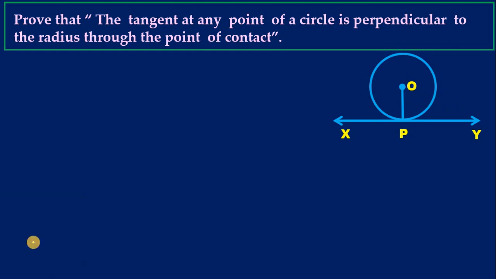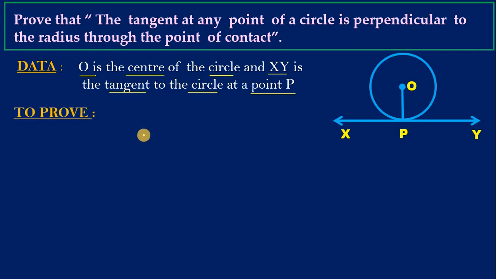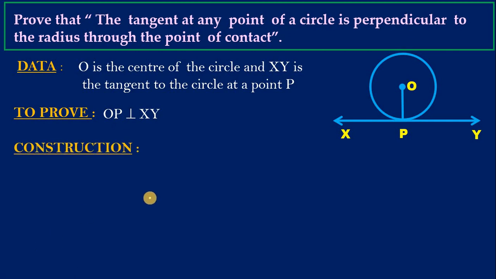So first let us move on to the first step, children, that is the data. What I said, first write those things. O is the center of the circle and XY is the tangent to the circle at a point P. You have to write through the point of contact P also. Next step is to prove that OP is perpendicular to XY. Without construction we cannot prove this. Hence, let us take the help of construction.